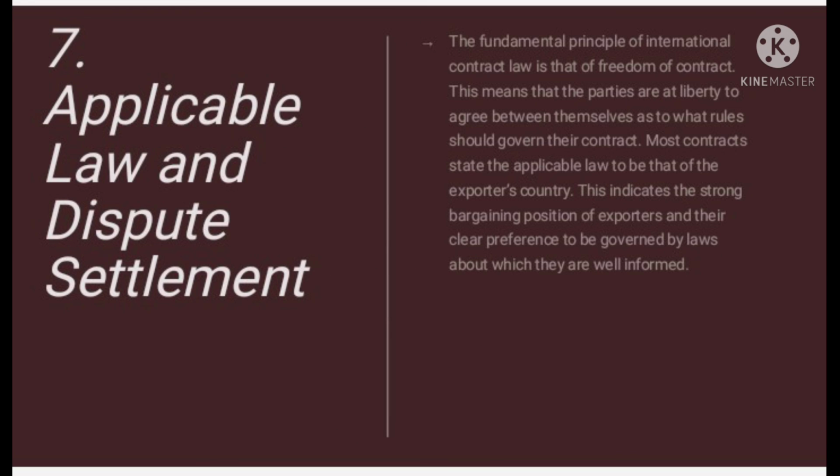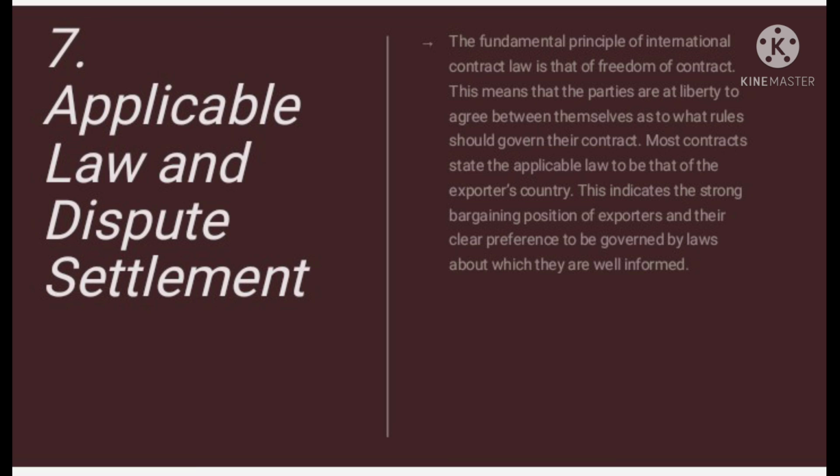Number 7. Applicable law and dispute settlement. The fundamental principle of international contract law is that of the freedom of contract. This means that the parties are at liberty to agree between themselves as to what rules should govern their contract.